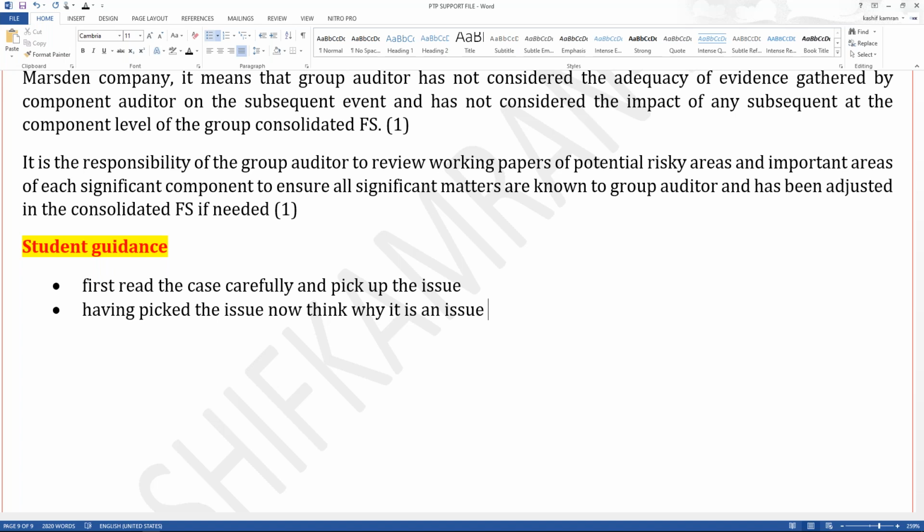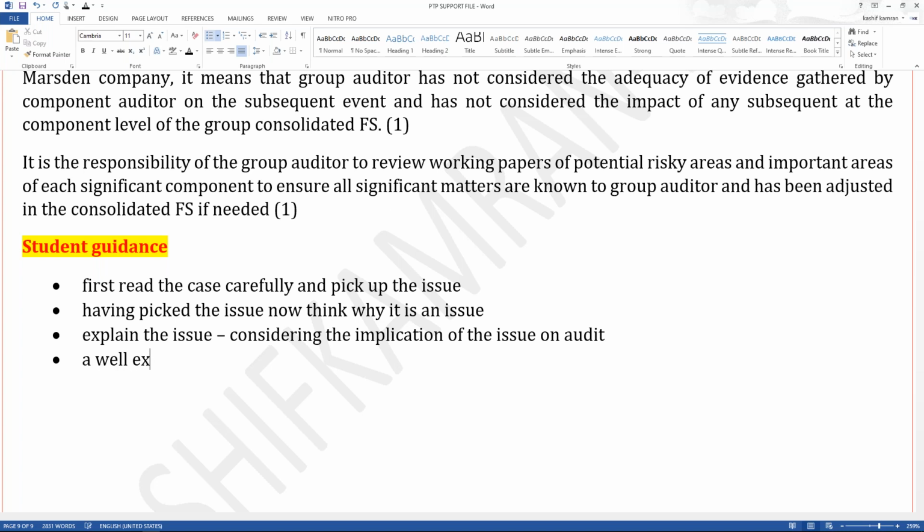Student guidance. First, read the case carefully and pick up the issue. Having picked the issue, now think why it is an issue. Explain the issue considering the implication of the issue on the audit, whether the report has been signed or is to be signed. That's how you're going down with it: pick up the issue, think why it's an issue, and explain the issue considering its implication.